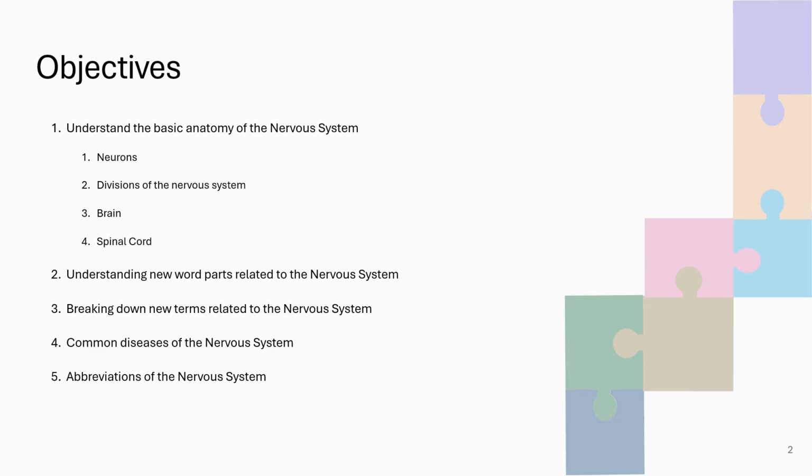Okay, we're going to be looking at the basic anatomy of the nervous system. So we're first going to look at neurons. We're going to look at some of the divisions of the nervous system. We're going to look at the brain components or the basic components for this particular unit, the spinal cord. We're definitely going to focus on some new words and some word parts related to the nervous system. We're going to look at common diseases and how they apply to medical terminology in your future career. And then we're going to take a look at some of the common abbreviations used in the nervous system. So let's get started.